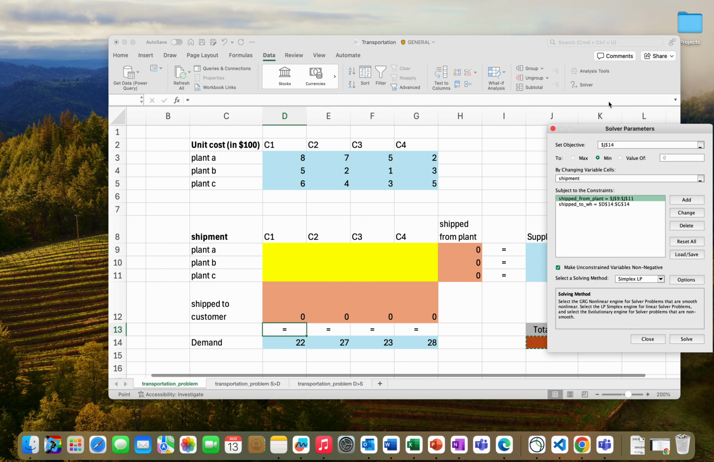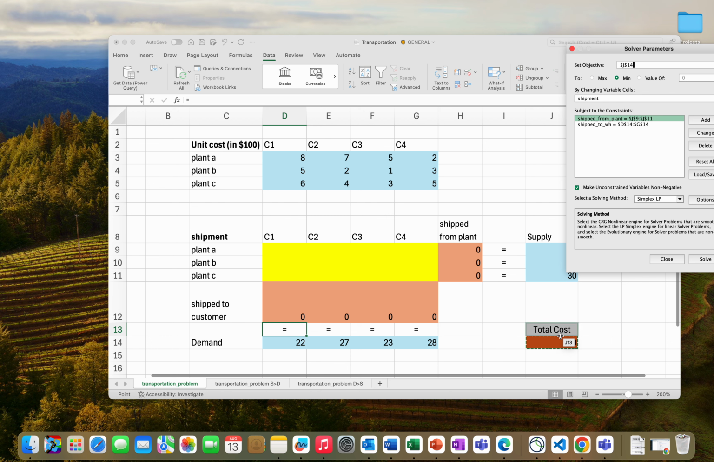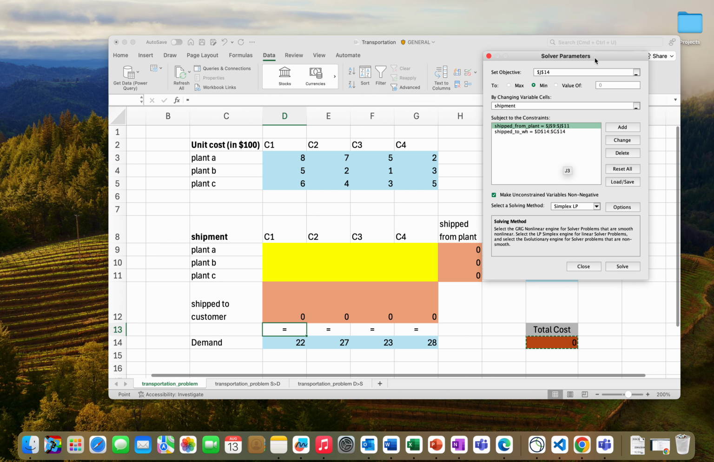Here our objective is to minimize the total cost by changing the decision variables, which are the shipments, nothing but the different shipping routes. And we have two constraints, which are the supply and demand constraints. We make the variables non-negative and solve using the simplex linear programming model.